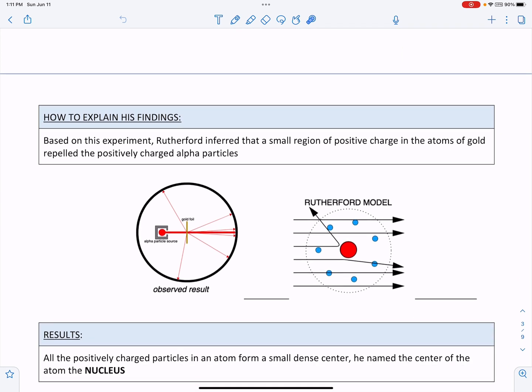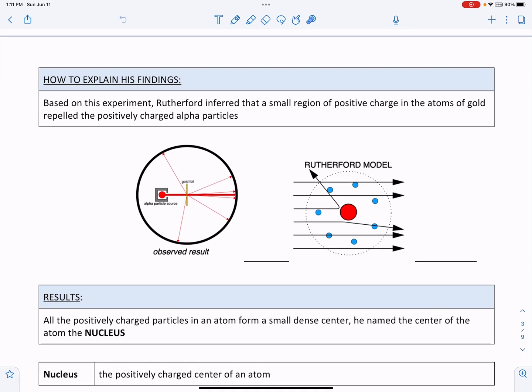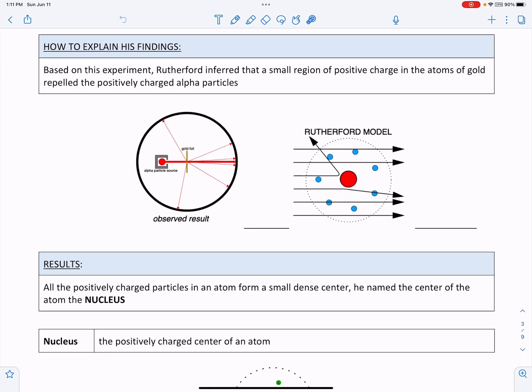Based on this experiment, Rutherford inferred that a small region of extremely positive charge exists in the atoms of gold and repelled the charge of the alpha particles if they came close. Results: all positively charged particles in an atom form a small, dense center, and he named the center of the atom the nucleus. A nucleus is the positively charged center of an atom.